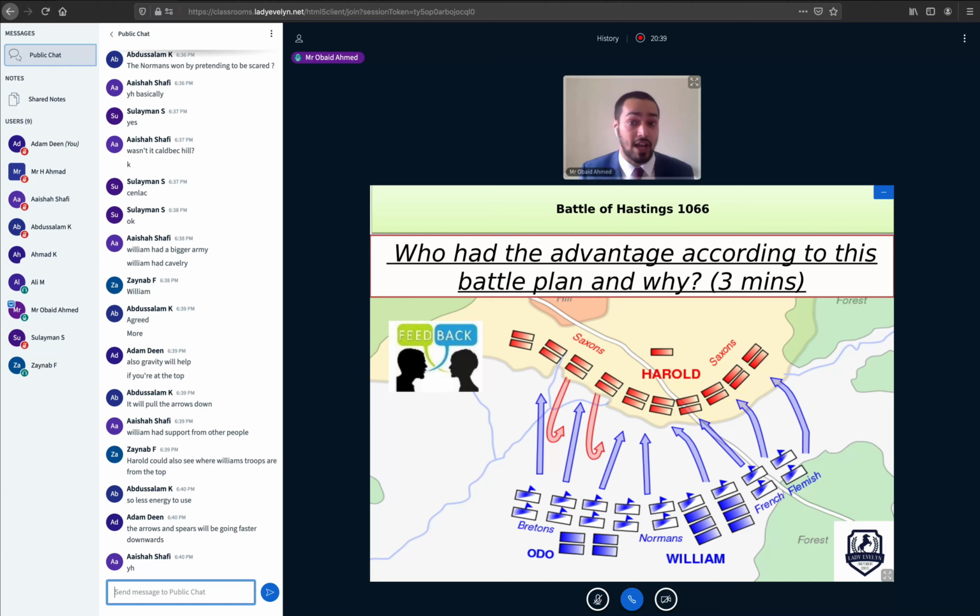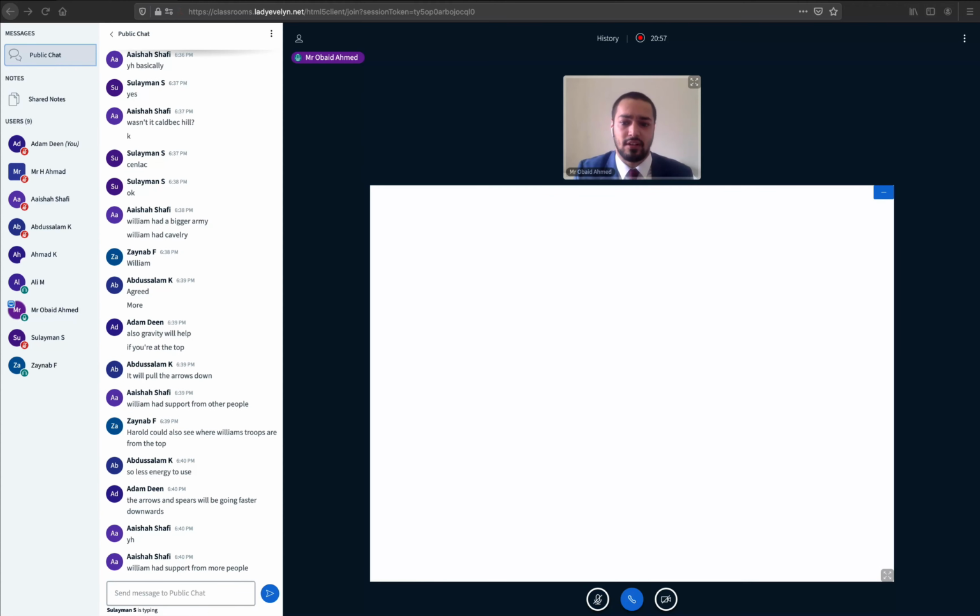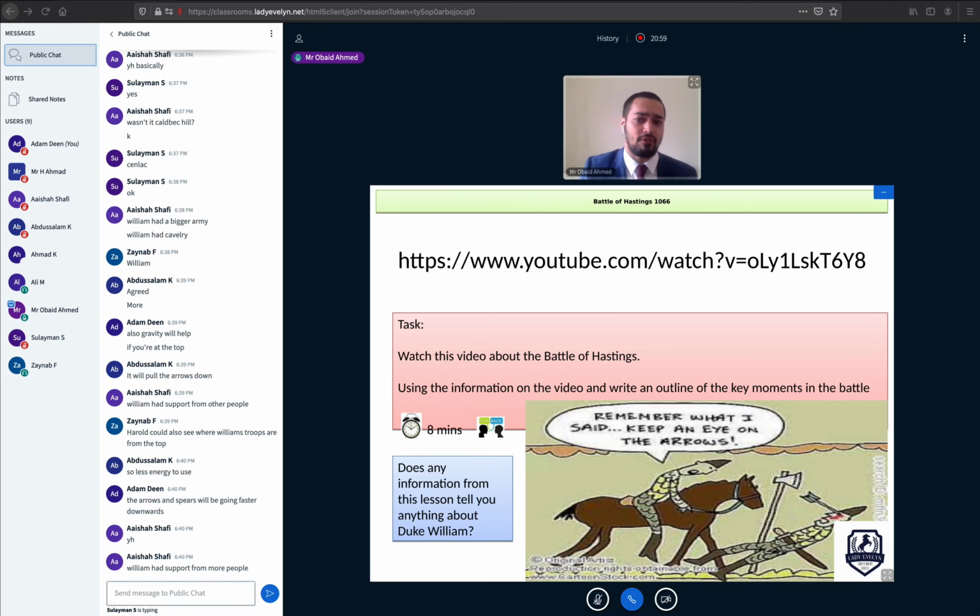This battle doesn't look like it's going to end anytime soon. So William needs to conserve his energy against Harold. Very good. Okay, I think we made great inferences from this picture, and I particularly like Abdul Salam's point about energy, and that shows that he's put himself in William's position, and he's tried to think about the long-term strategies that he might be using.